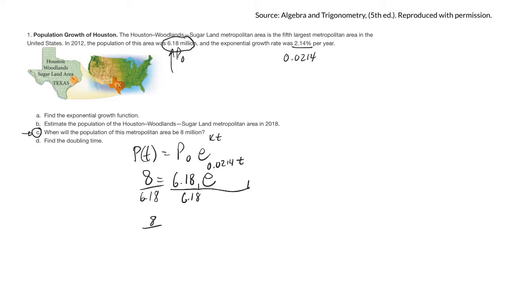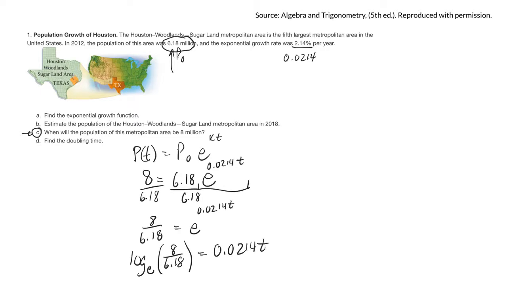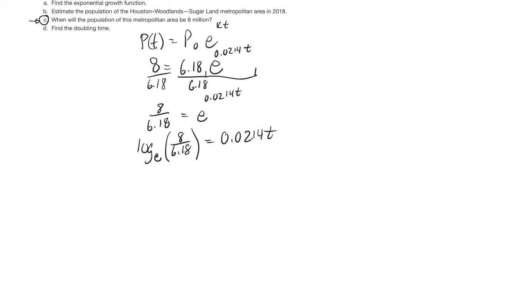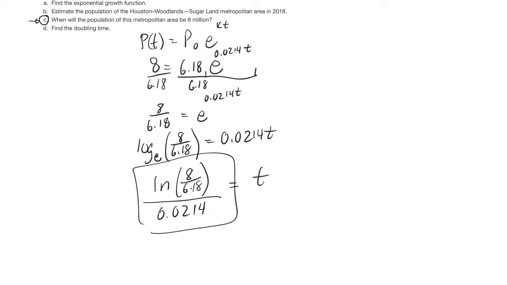So I'll have 8 divided by 6.18 is equal to e to the 0.0214t. Now I'll change it from exponential form to log form. So that'll be log base e of 8 over 6.18 is equal to 0.0214t. Okay, and now log base e is the same thing as ln. So ln of 8 over 6.18, and then divide that whole thing by 0.0214, and that will be equal to t. Okay, so just do that on your calculator. Here's another one.